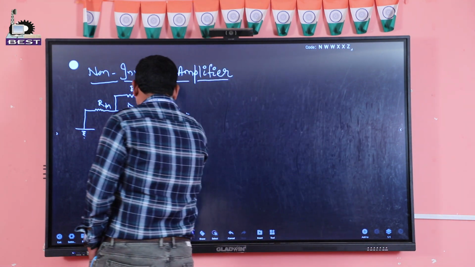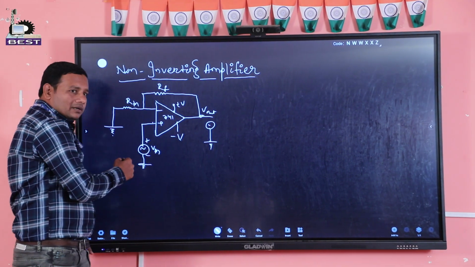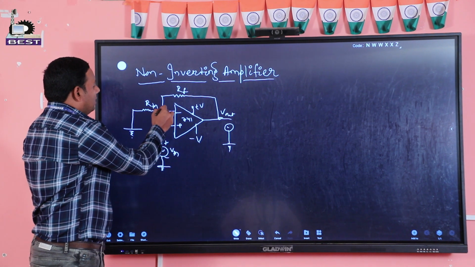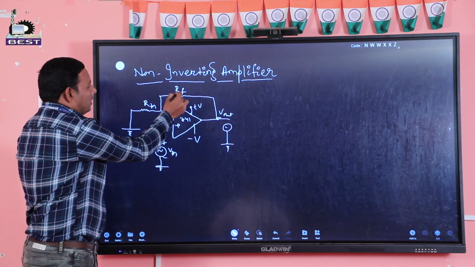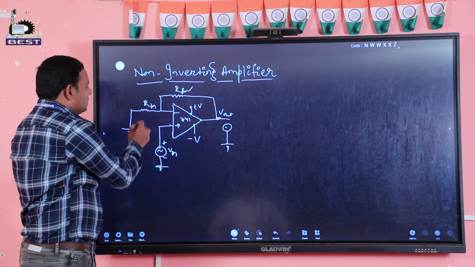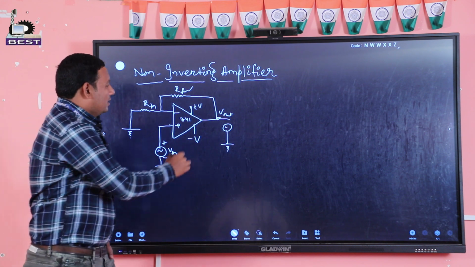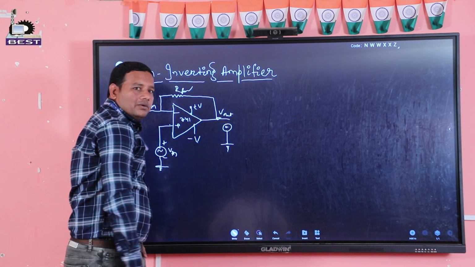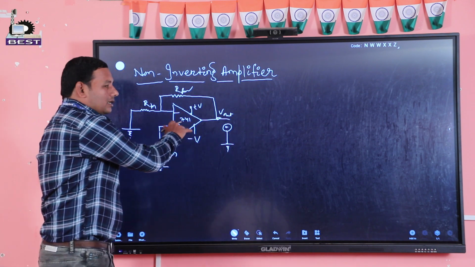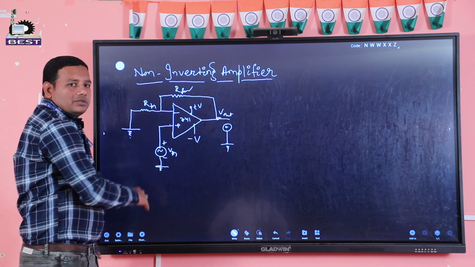Here the op-amp circuit is a 741, and the input will be supplied to the non-inverting terminal, that means plus. RF, the feedback resistor, will be connected here, and the input resistance Rin will be here, and the input resistance will be grounded. The negative point will be grounded to make the circuit complete. Here the output signal will be in phase with the input signal.